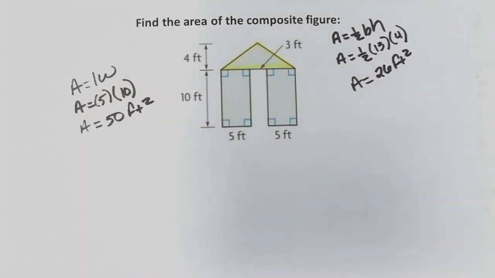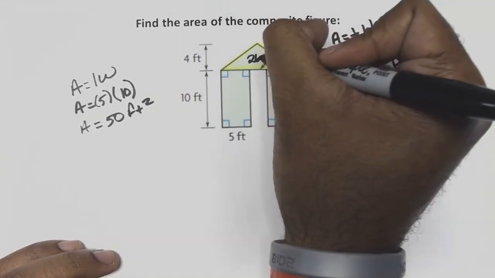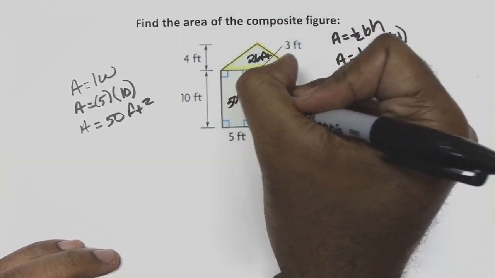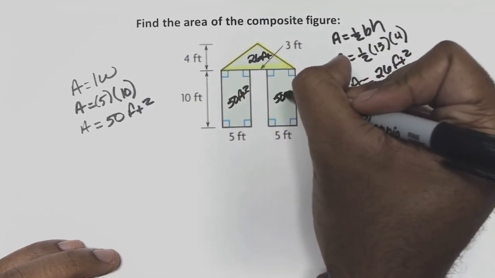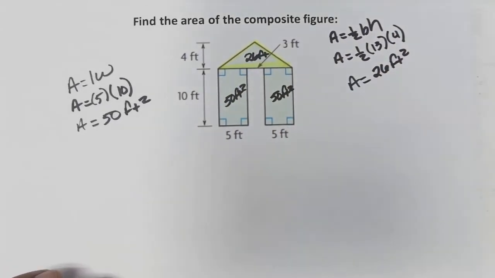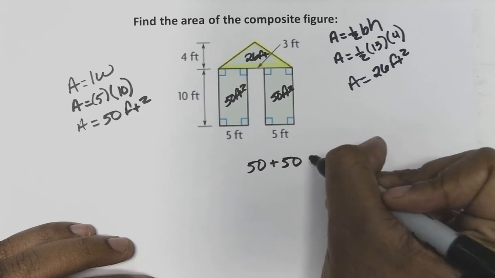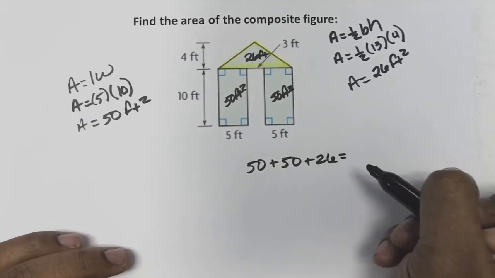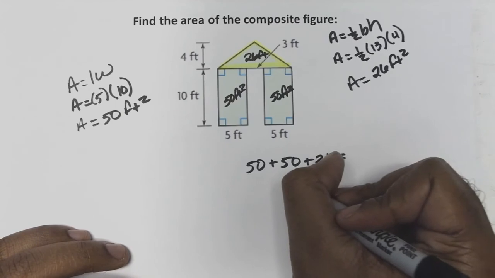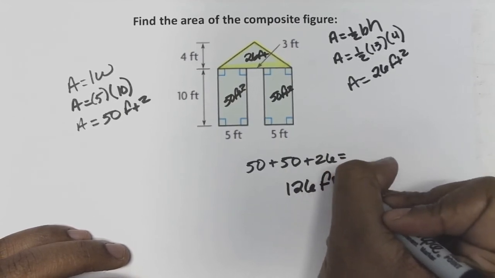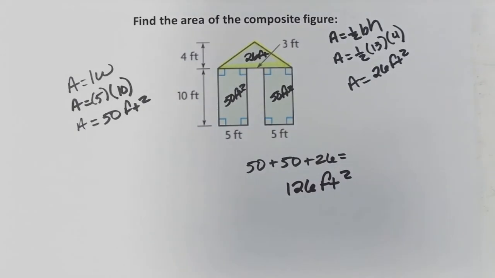So how do I use these two calculations to find the area of the composite figure? The composite figure has an area of 26 feet squared plus 50 feet squared plus another 50 feet squared. So I can start adding together. 50 plus 50 plus 26. So my composite figure has a total area of 126 feet squared, or square feet. Good job. Let's try another one. Y'all are really working this out.